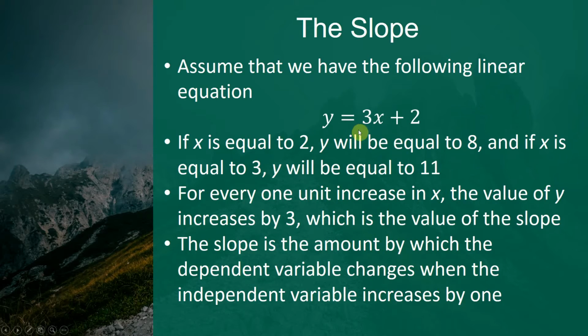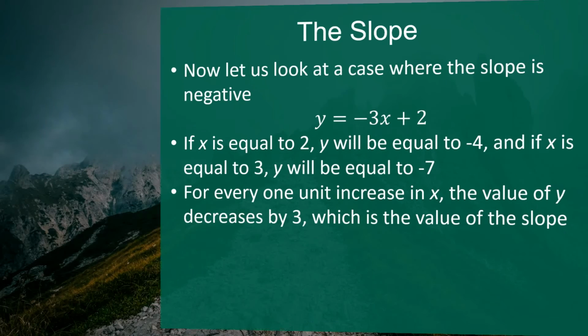This is the definition of the slope. The slope is the amount by which y increases when x increases by 1 unit. So whenever x increases by 1, y is going to increase by the value of the slope, which is 3. So what this tells us is that when the independent variable increases by 1, by how much will the dependent variable increase? Let's now look at an example in which the slope is negative.